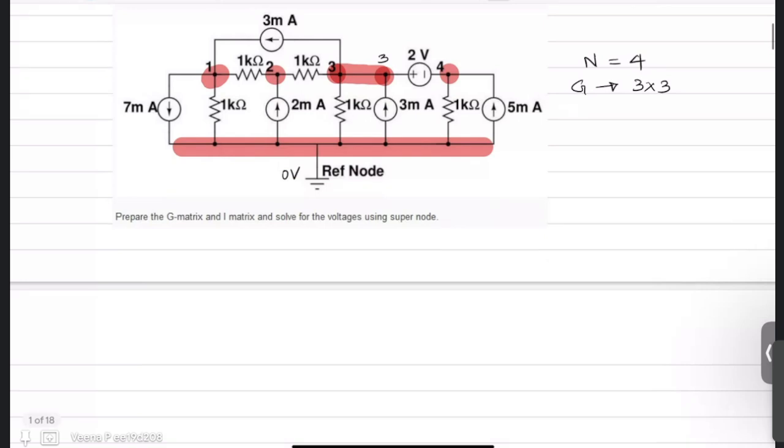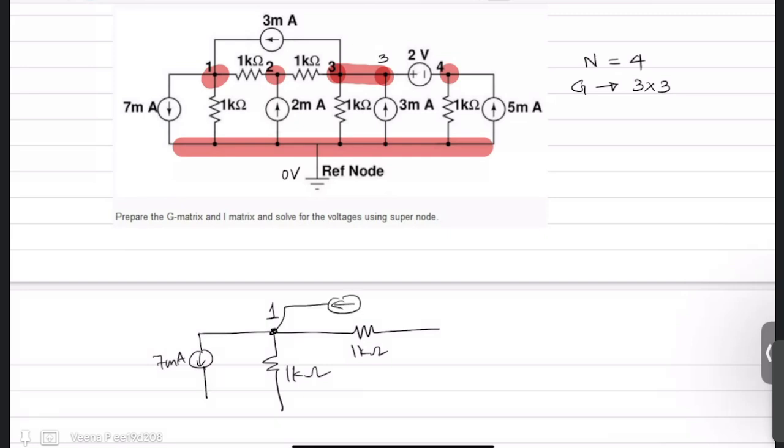So you have node 1. This is my node 1. In node 1, 1 kilo ohm is connected. Another 1 kilo ohm is connected. A 7 milliampere current source is connected. And another current source of 3 milliampere is connected.